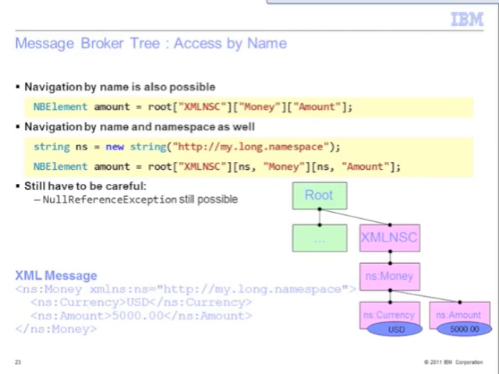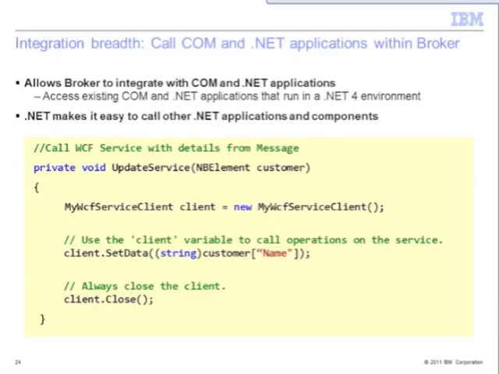Now, this works for any of the message broker parsers, including the DFDL, Data Format Description Language parser that we introduced in version 8 for non-XML data. So whatever the parser, you can use this syntax to navigate around that particular tree. And of course, with .NET having good support for COM applications, you can access COM and other .NET applications directly from within your .NET Compute node.